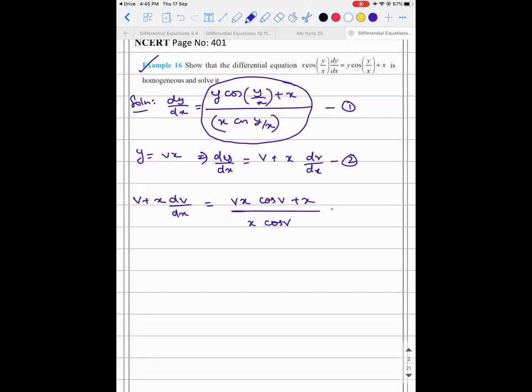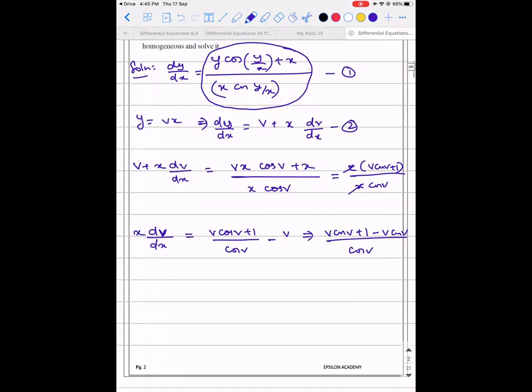Right? So what is common in the numerator? x is there, (v cos v + 1) divided by x cos v. x and x are common. Now what is x dv/dx? (v cos v + 1)/cos v minus v, which implies (v cos v + 1 - v cos v) the whole divided by cos v. Right? v cos v will get cancelled. cos v dv = dx/x.